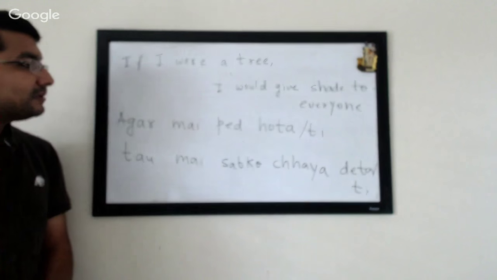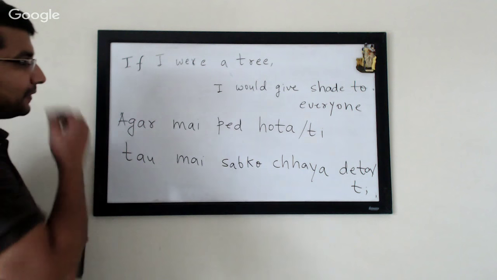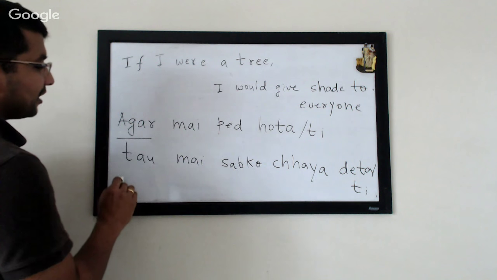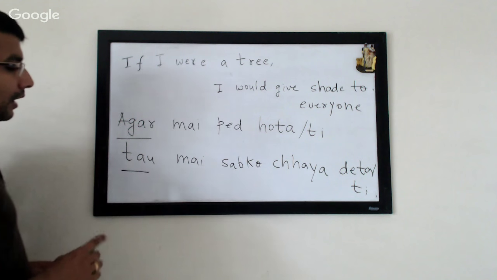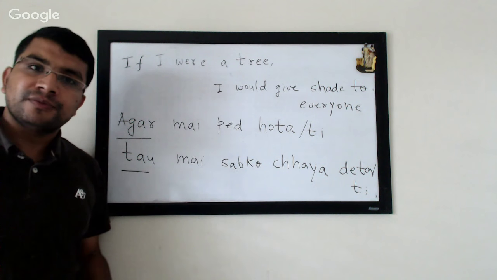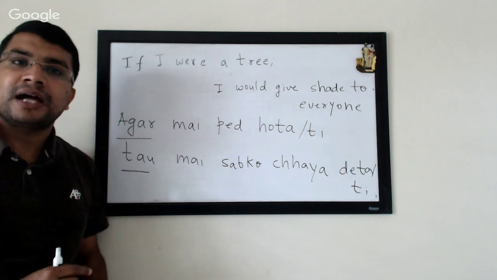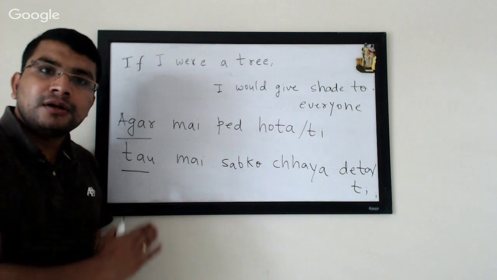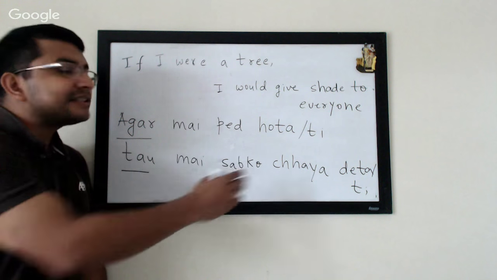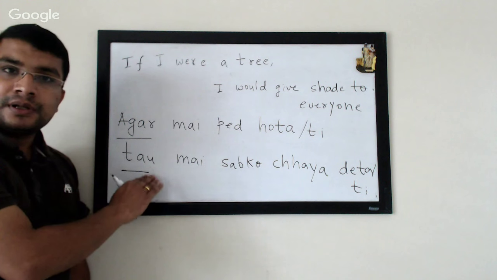So I hope this has been useful so far. You pretty much learned the structure, right? There are two sentences, one that starts with agar and then to. Once you get much better at it, once you are comfortable with it, you realize that we don't necessarily need to write to all the time. Even if you don't write to here, it's basically implied. अगर मैं पेड़ होता, मैं सबको छाया देता. It's implied that as a result of that you would do it.